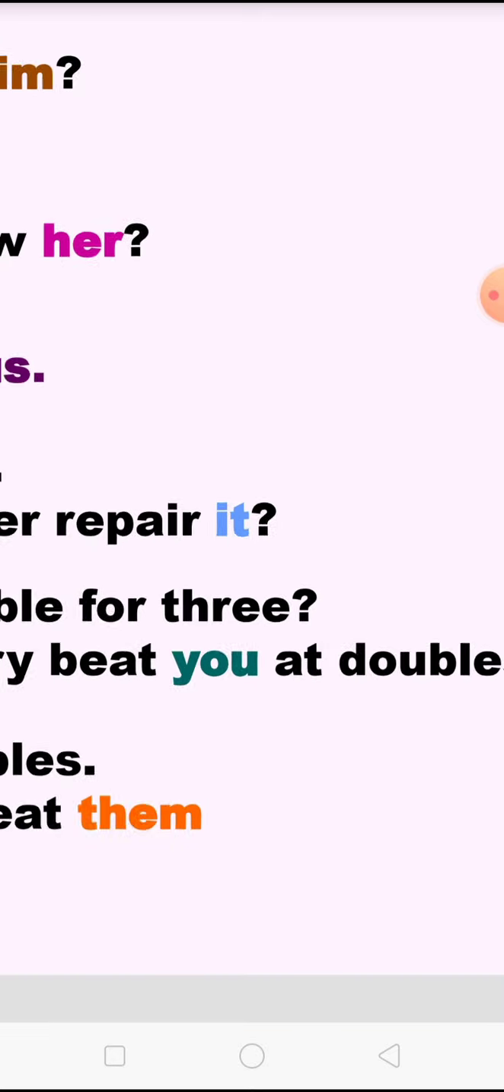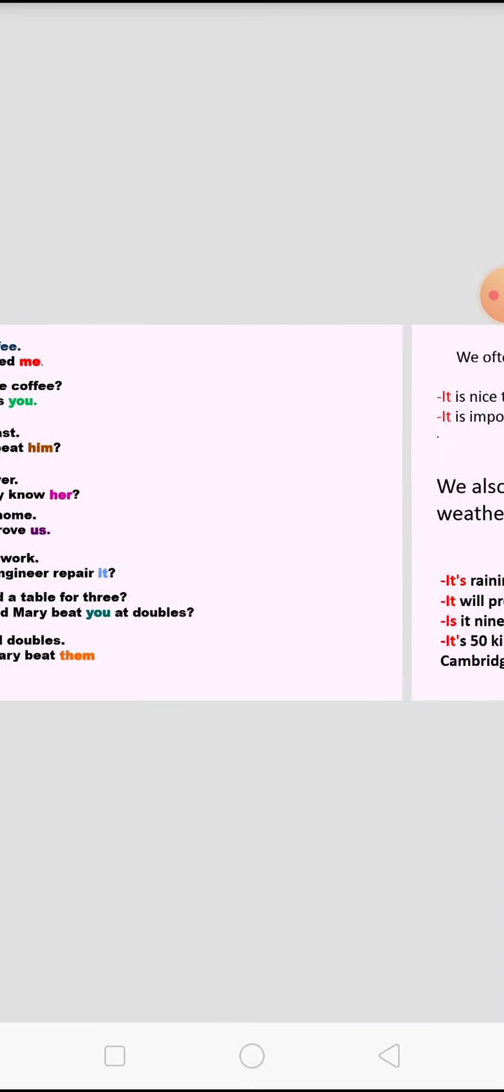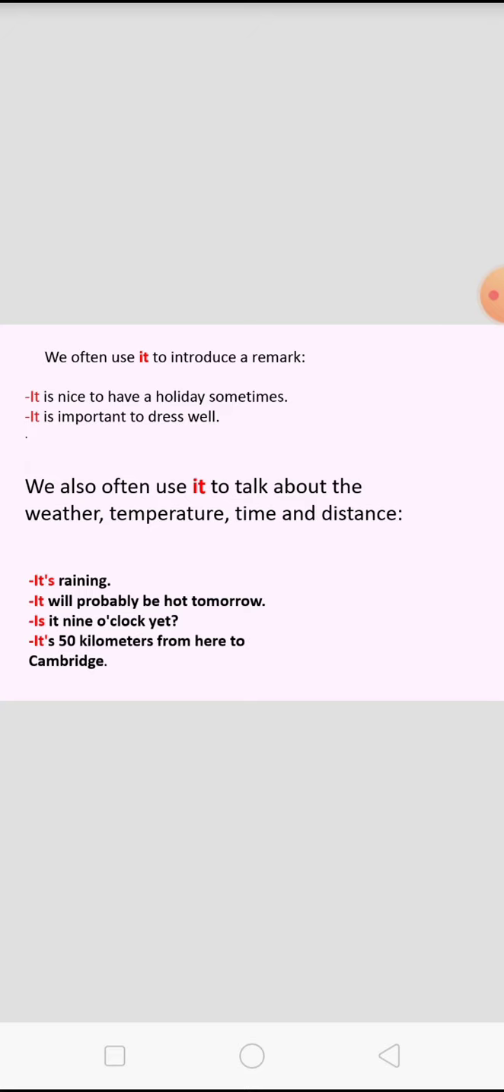We often use it to introduce a remark. It is nice to have a holiday sometimes. It is important to dress well. We also often use it to talk about the weather, temperature, time and distance, such as: it's raining. It will probably be hot tomorrow. It's 9 o'clock already. It's 50 kilometers from here to Cambridge.